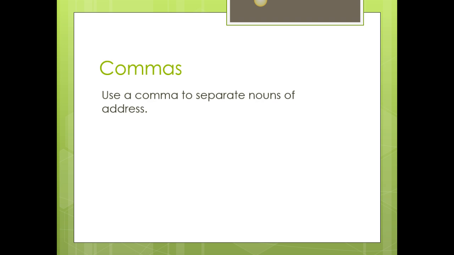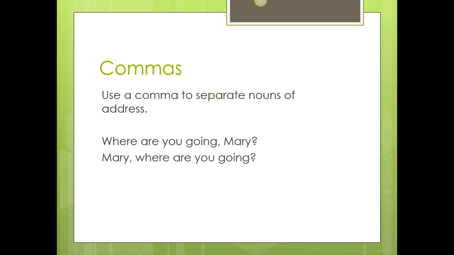Use a comma to separate nouns of address. Okay, a noun of address is if you're addressing someone. Where are you going, Mary? Mary, where are you going? Okay, and if your noun of address happens to come in the middle, then you would surround it with commas.